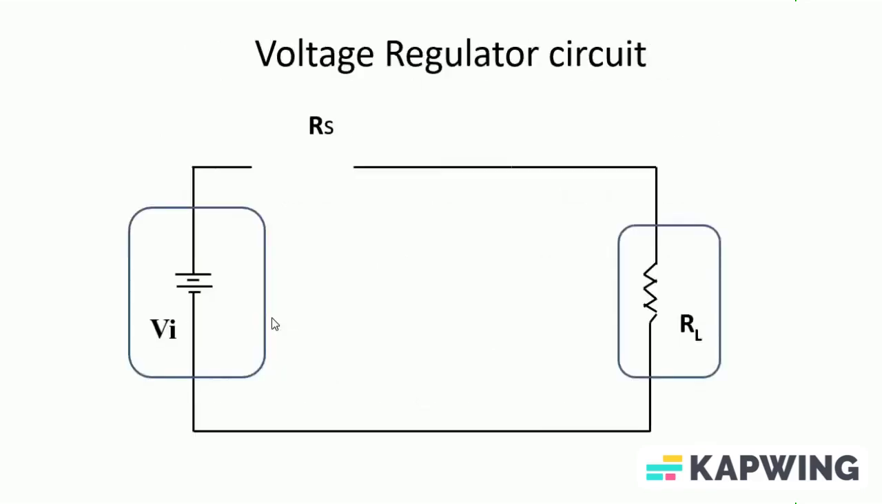So this picture indicates a voltage regulator circuit. It has a power supply which is susceptible to fluctuations, and it has a load which can also vary. We need something which can handle its mismatches, its variations.